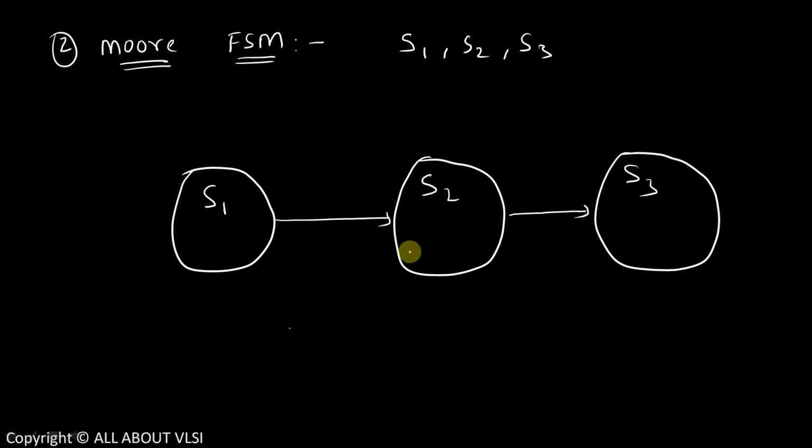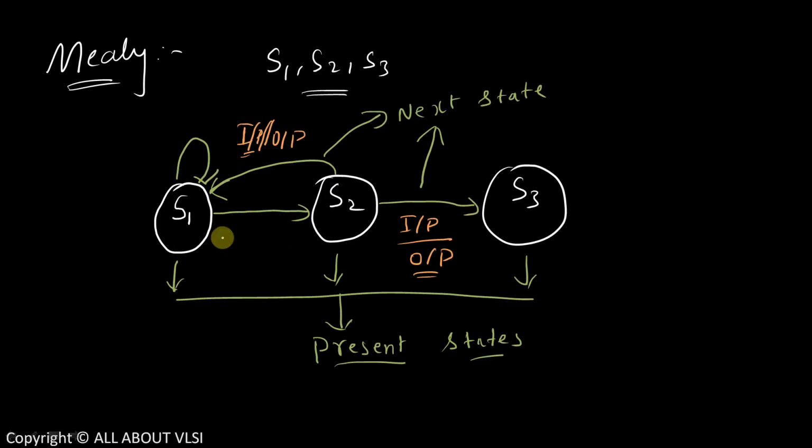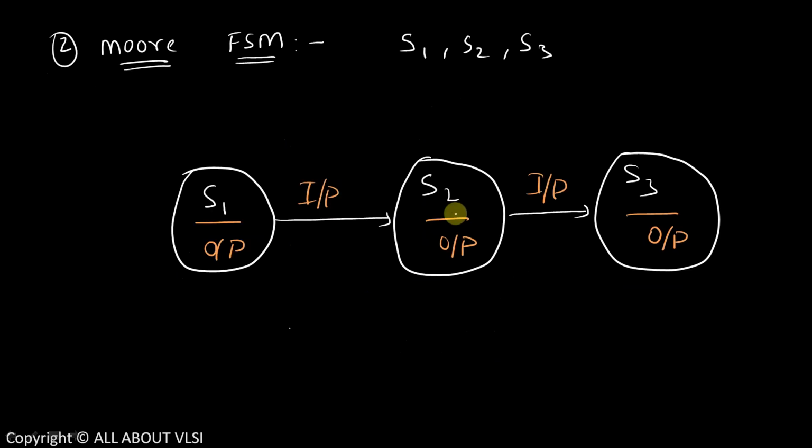Now, in the case of Moore FSM, we write the input on the arrow and the output we mention with the state. So this is the difference between the state diagrams of Moore FSM and Mealy FSM. In Mealy FSM, we represent our output with the input, whereas in Moore FSM, we represent our output with the state.